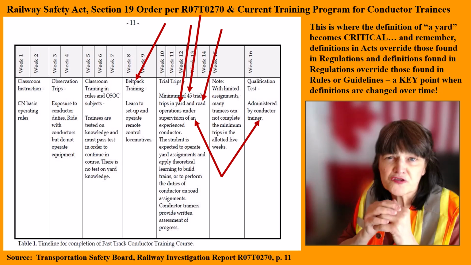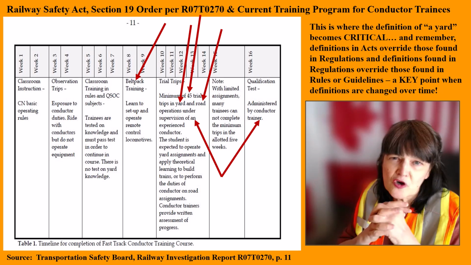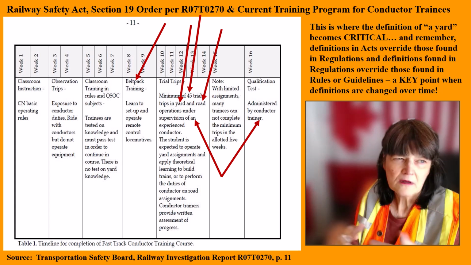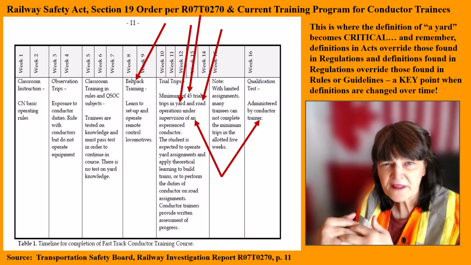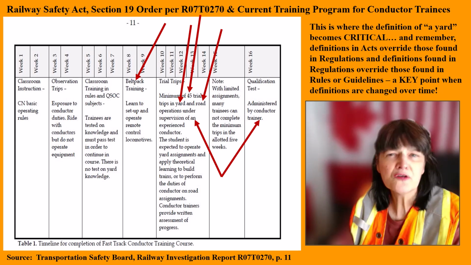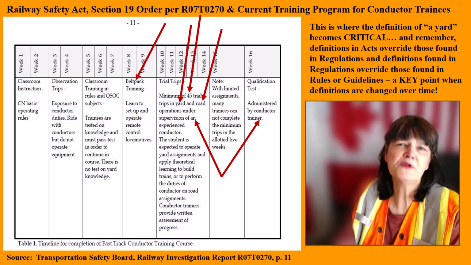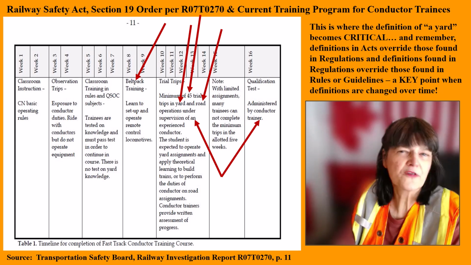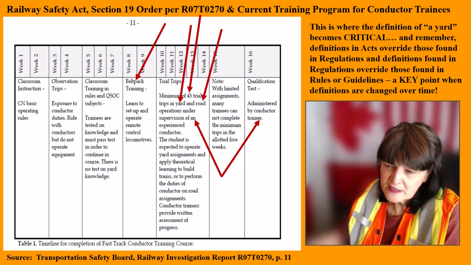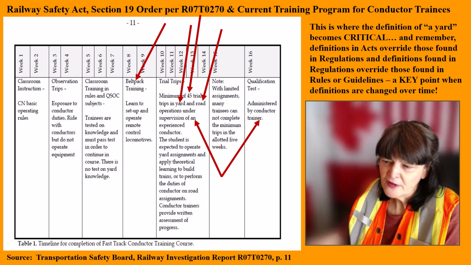And the case of conductor trainee Jason Clooney absolutely showed that there was no communication from one trainer to another. And so with no communication from one to another, you don't know what the weaknesses are for a conductor trainee from one trip to the next. And so how are you supposed to work on areas of deficiencies or areas that need more work when there's no communication among the trainers for these conductor trainees? Huge, huge issue. So here on the weeks 10 to 14, the student is expected to operate yard assignments.